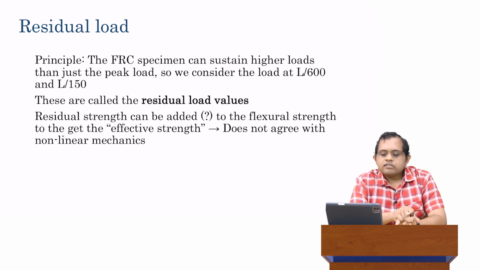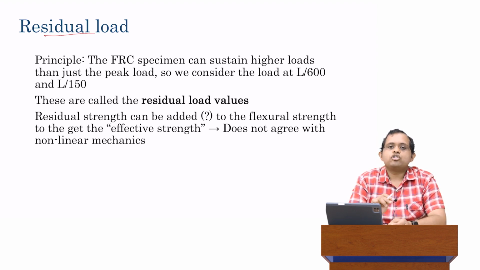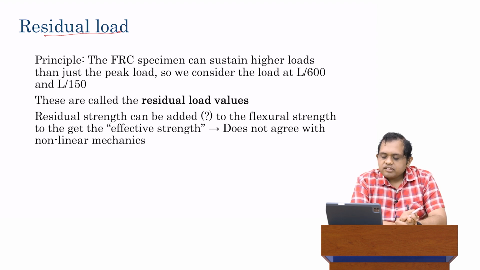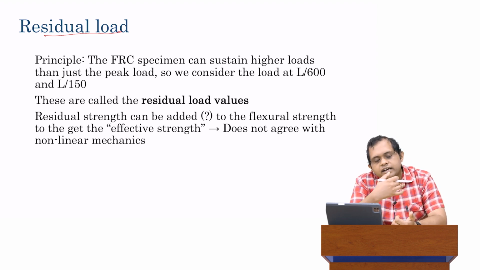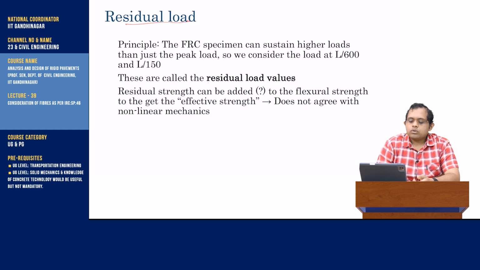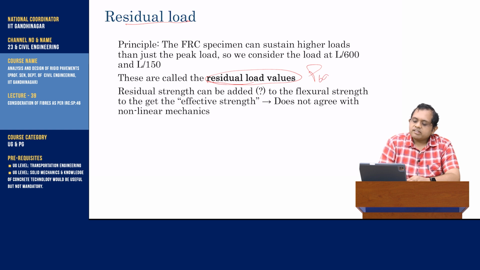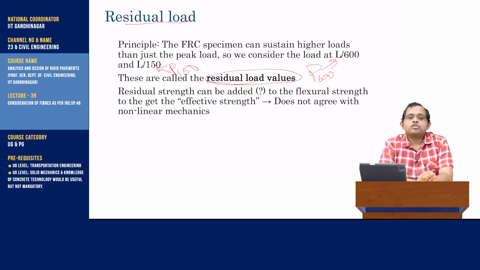So this load, as we call it, is the residual load. The principle of ASTM C1609 is as follows. The FRC specimen can sustain higher loads than just the peak. That is, failure of the material doesn't happen very soon after the peak. It's gradual after the peak, and therefore loads can be sustained even beyond the peak load. So we consider the load at L over 600 and L over 150. These two values which I have shown previously, P600, which corresponds to L over 600, and P150, which corresponds to L over 150, are two values which we call residual loads.